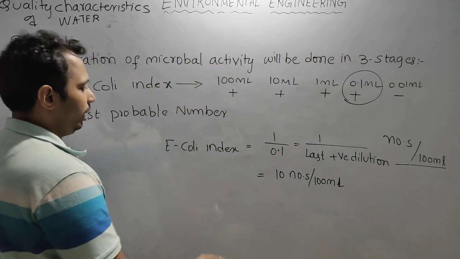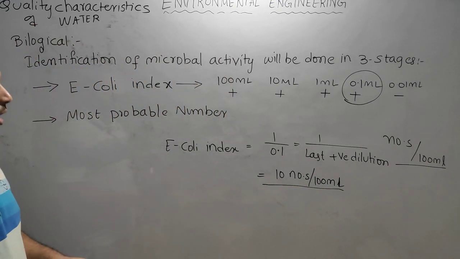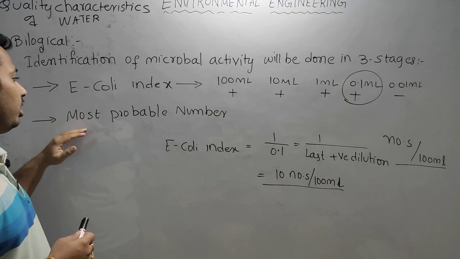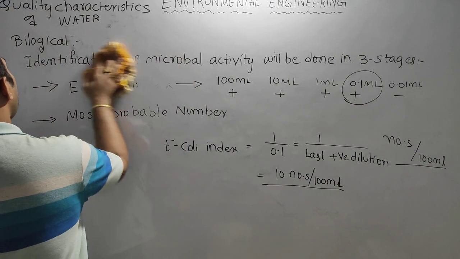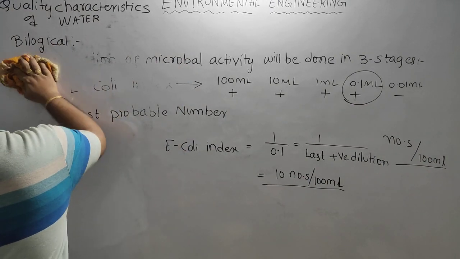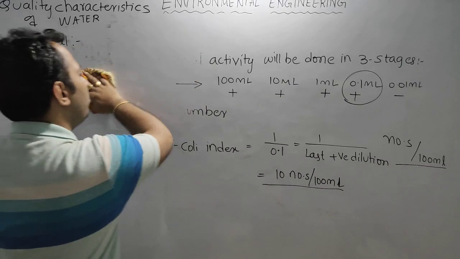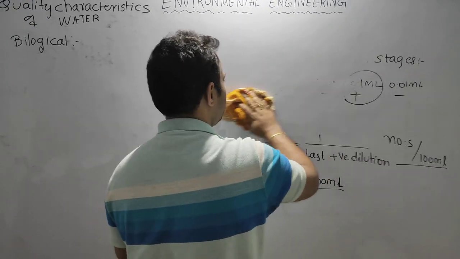So this is the E. coli index. Likewise, we complete the test using the E. coli index method. Whereas if you are taking the most probable number, then it is different. So here in the most probable number, what we do is we will prepare a table of data of microorganisms concentration first.